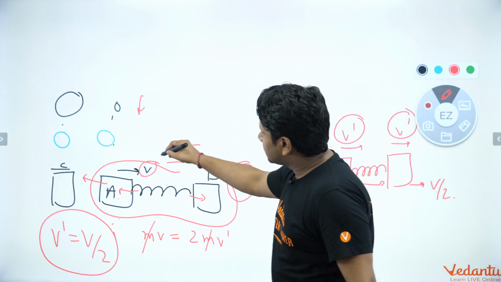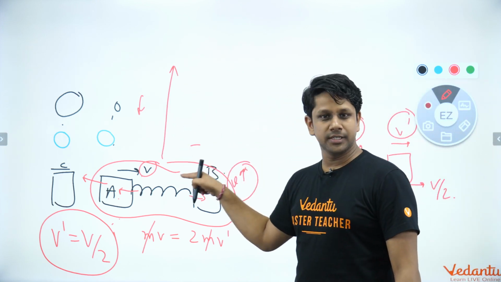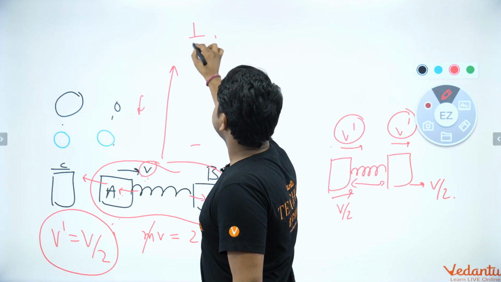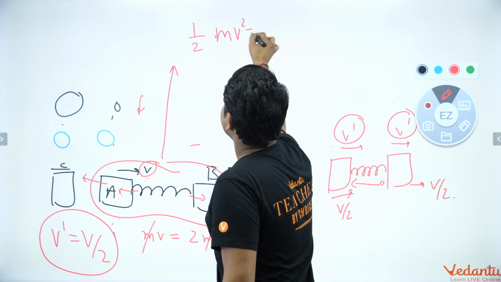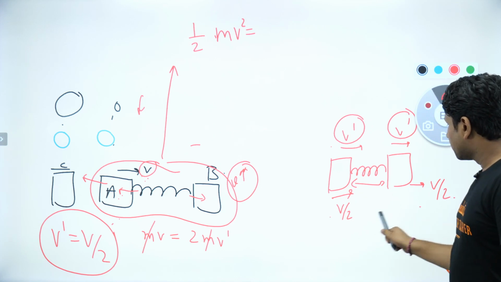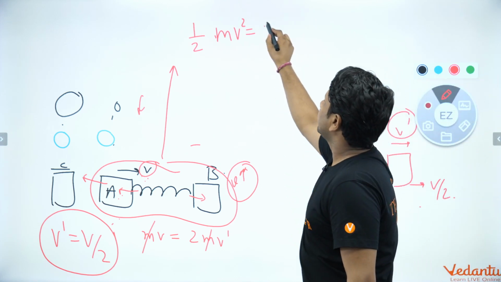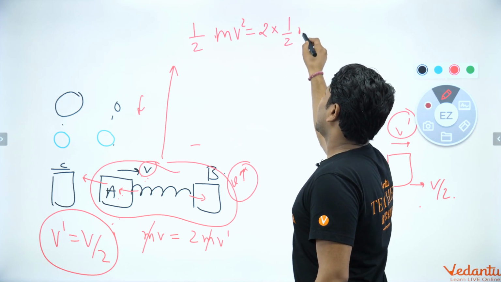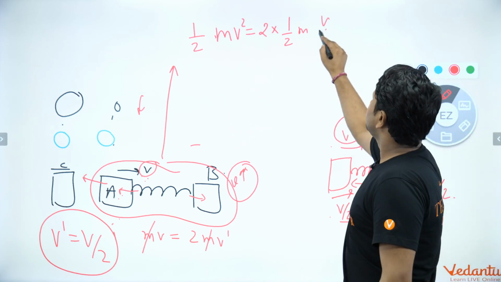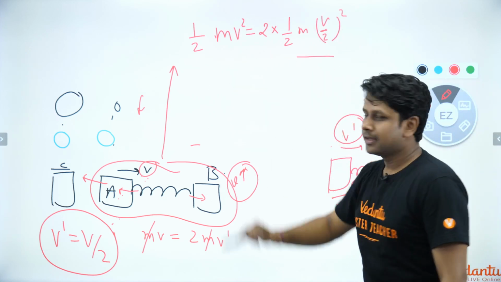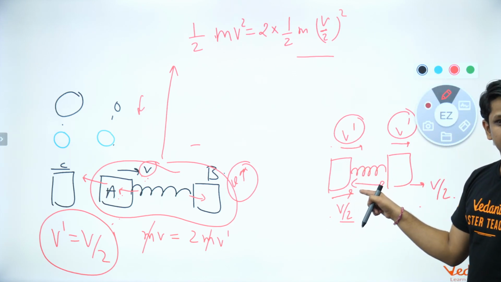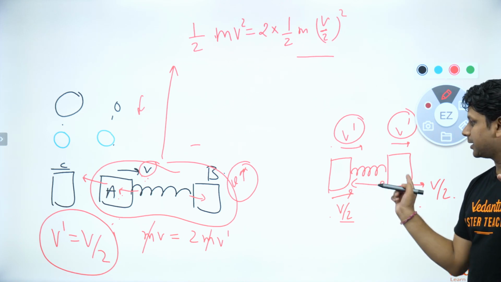Tell me बच्चों, what is the total energy of the system in this situation? Only A is moving with V, right? So total energy is half mv square is equal to total energy in this situation. Two masses moving with same velocity. So you can write 2 times half m v square and their velocity is v by 2. तो v by 2 का whole square. ये समझ में आया क्या? Actually for each mass it is half m v by 2 का whole square. But there are 2 masses, so I'll multiply by 2.